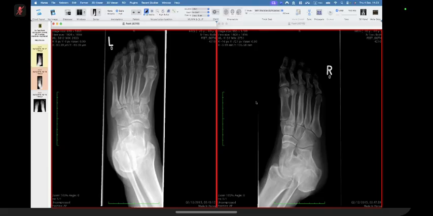Okay. So what is the pathophysiology of osteoarthritis? Okay, forget pathophysiology. What are the hallmarks of osteoarthritis on imaging, on X-rays?